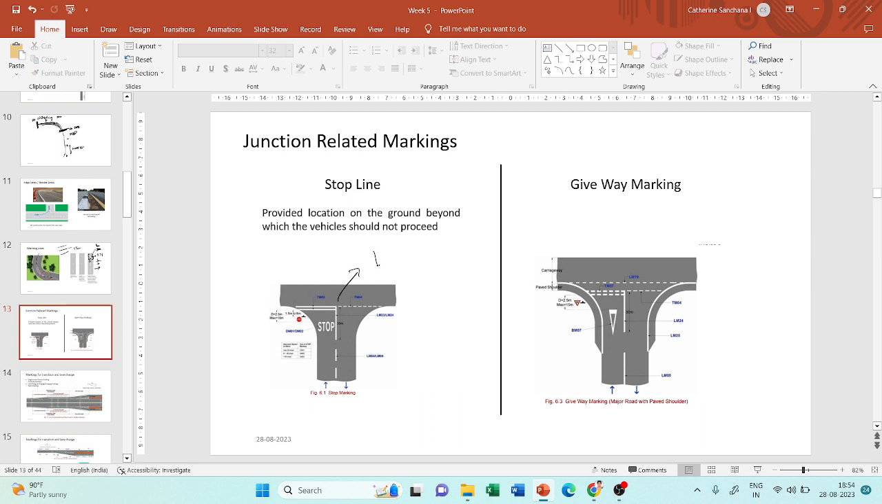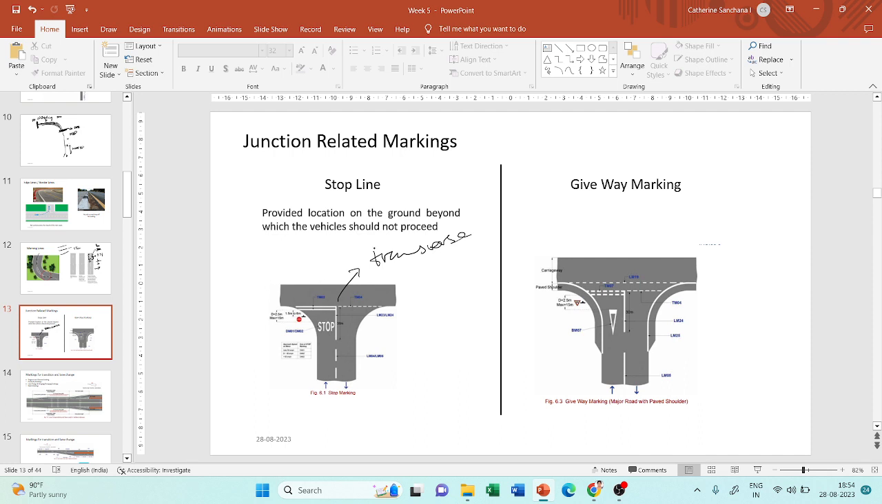If you see, these are transverse road markings, right? Because they are provided perpendicular to the direction of traffic. Now, when will you provide this stop and when will you provide this give way? What does this stop mean and what does this give way mean? First we will begin with stop.